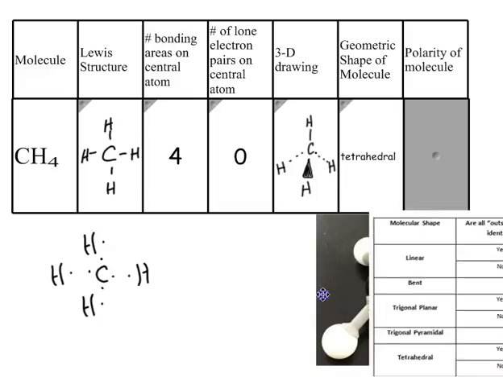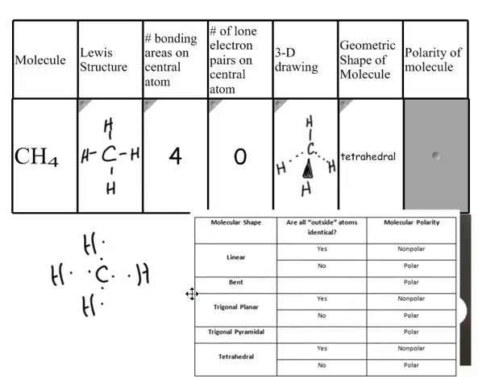Now, to consider the polarity of this molecule, it is a tetrahedral molecule, and the question is, are all the outside atoms identical? In this case, hydrogen, hydrogen, hydrogen, hydrogen, so the answer is yes. And if that's the case, it will end up being a nonpolar molecule. The electrons will be distributed evenly around this molecule. So this ends up being nonpolar.